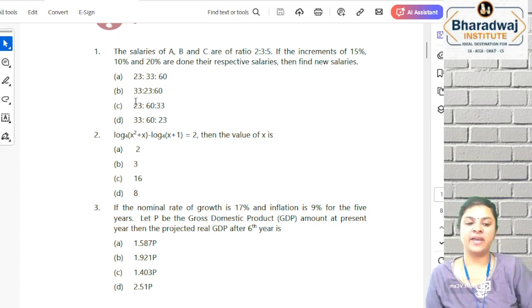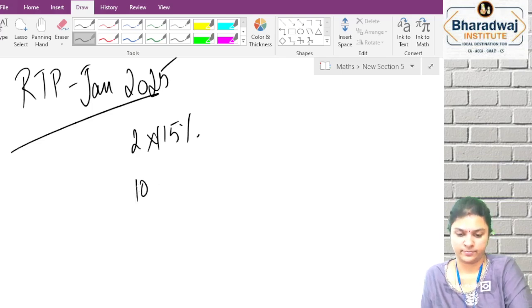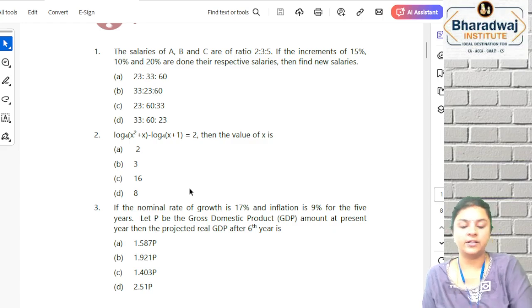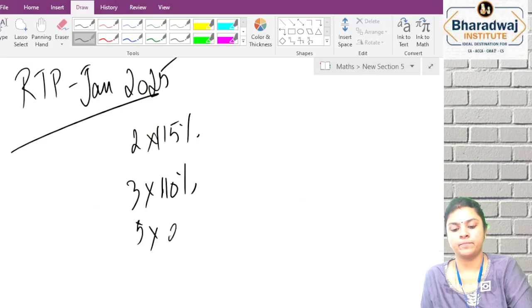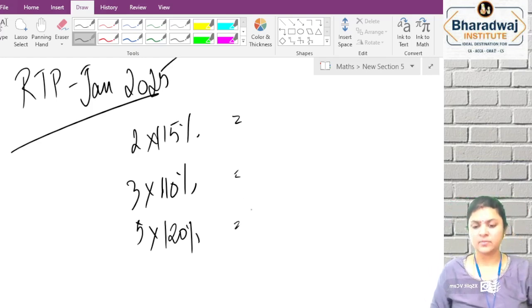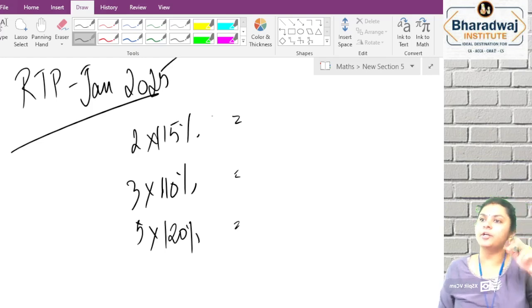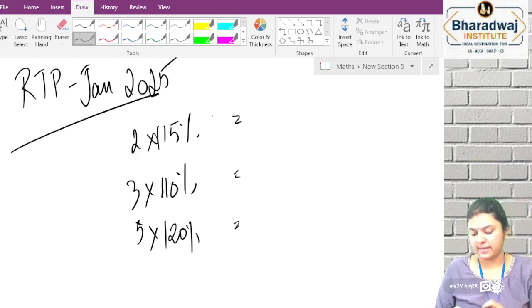Two is to 3:5, and 15, 10 and 20%. So 2 into 15%, 3 into 10% and 5 into 20%. Instead of doing 2 into 115%, you can also do in your calculator 2 plus 15%. You will get the same proportion.